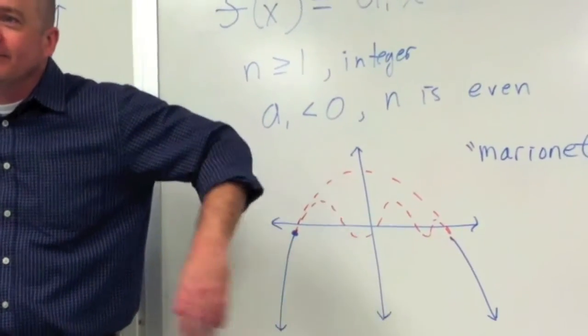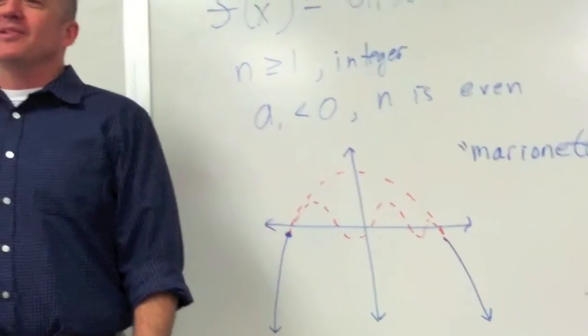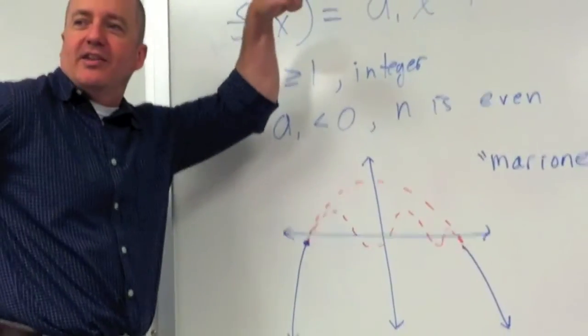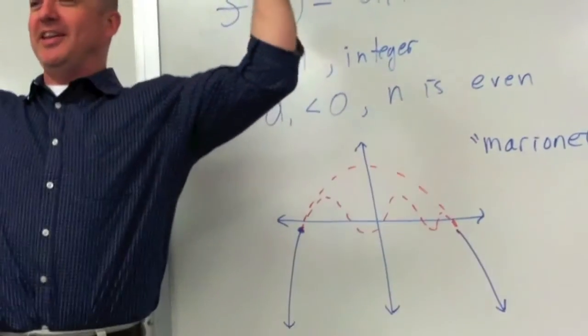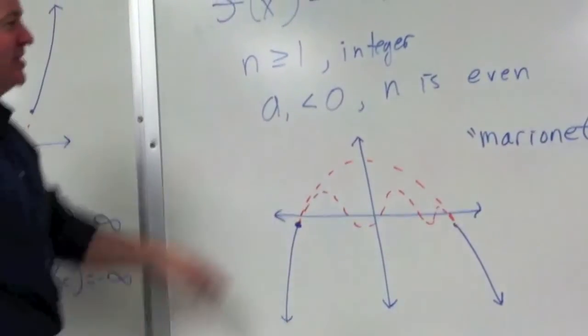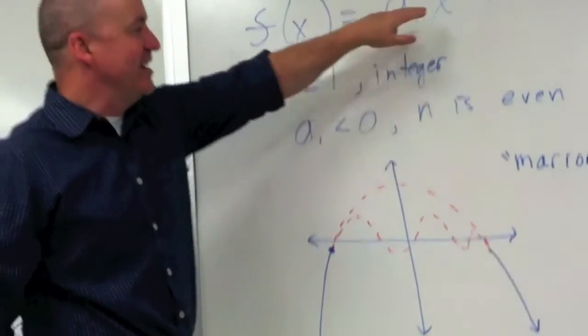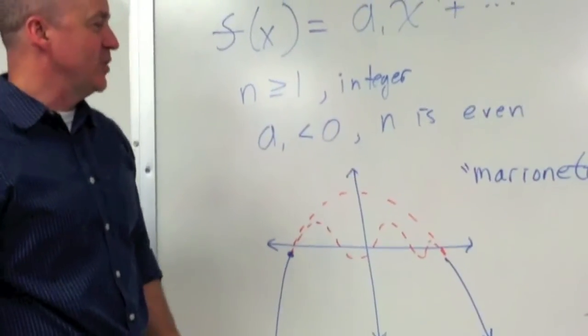How about someone who's flexing? It's a bodybuilder. Well, the problem is that's too easily confused with the cubic functions or the parabolic functions. So yeah, the marionette. Negative a and an even exponent gives you a marionette.